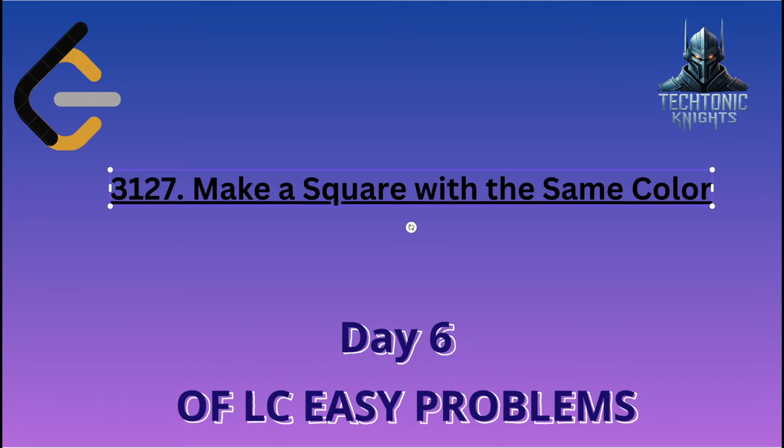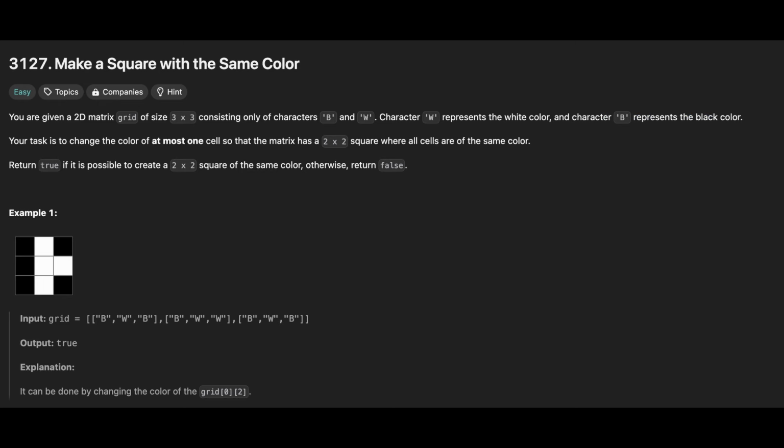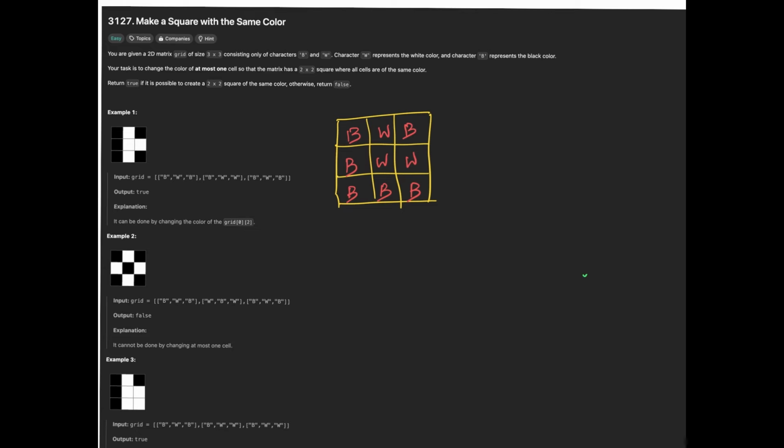Here's day 6 of solving easy Leetcode problems in Python. Today's problem is: given a 2D matrix consisting of two characters, black and white, where character B represents black and W represents white, the task is to determine whether it's possible to change the color of at most one cell in the grid, such that at least one 2x2 subgrid is entirely made of cells with the same color.